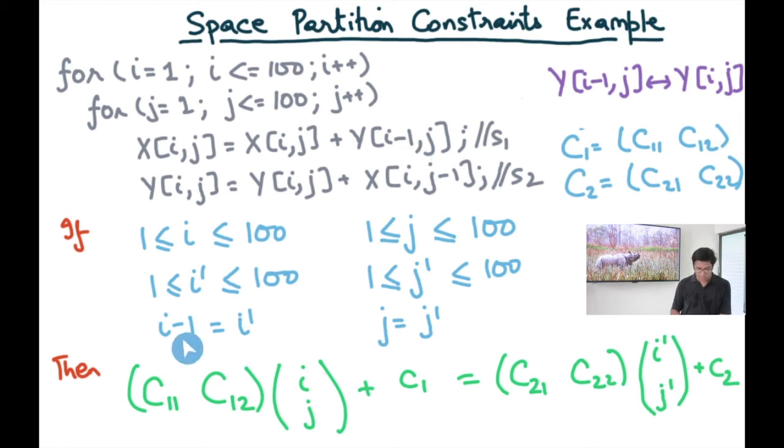And so now my space partitioning constraints are whenever I minus 1, which is coming from S1, equals I prime, which is coming from S2, and J, which is coming from S1, and J prime, which is coming from S2. Then the same thing, right? C11 into Ij plus small c equals C2 into I prime J prime plus small c2.